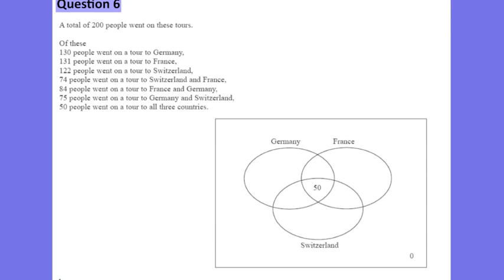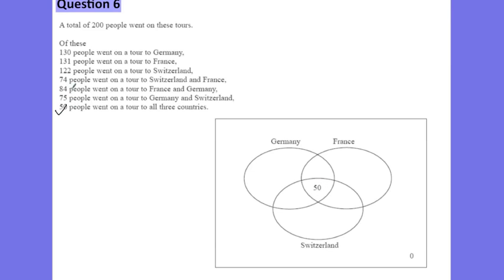Question number 6. Here we have that a travel agent organises several different tours to Germany, France and Switzerland. Each tour goes to 1, 2 or 3 of these countries. We're then provided with a list of information about the number of people that went on the different tours. We need to start at the bottom, looking at here the 50 people who went on all 3 tours. Went to all 3 countries. That's the people here in the middle, 50.